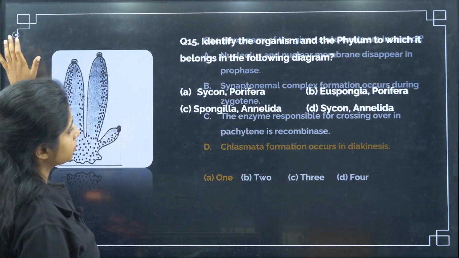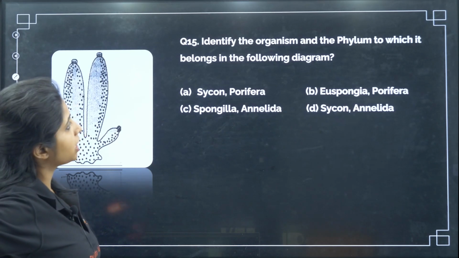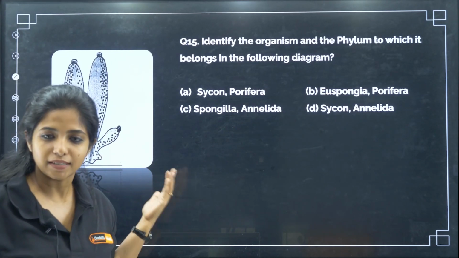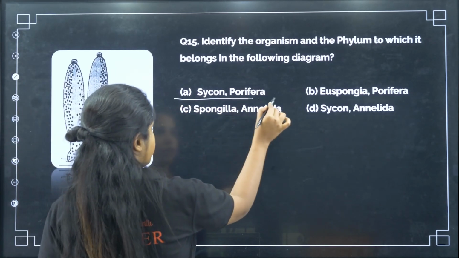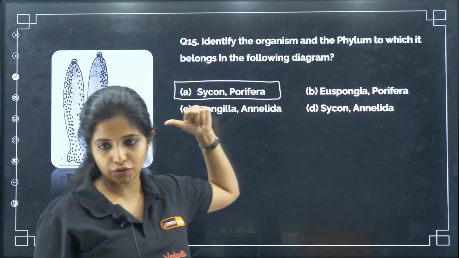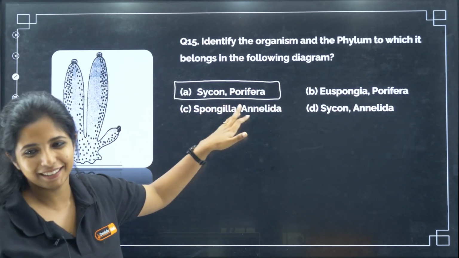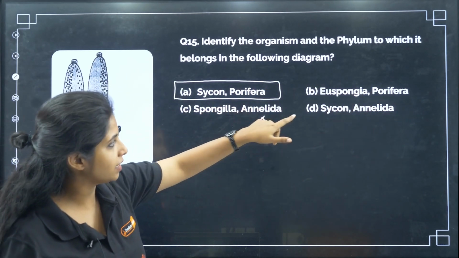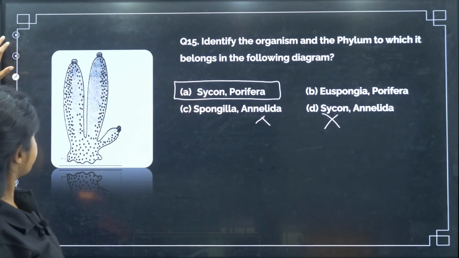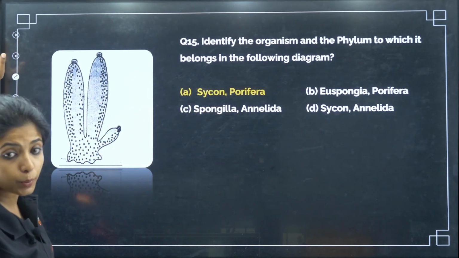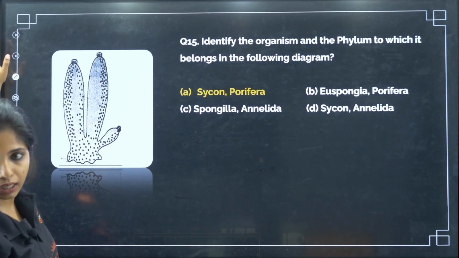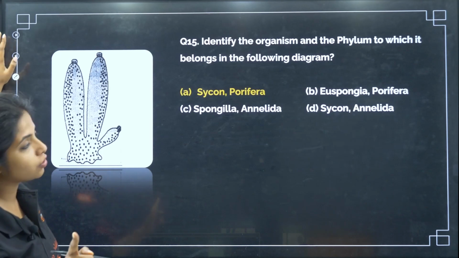Now going ahead. Identify the organism and the phylum to which it belongs in the following diagram. What is this? This is, my dear friend, Scypha, and Scypha, my dear children, is a poriferan. That means it's a sponge. Euspongia is also poriferan, but this is not Euspongia. Spongilla is again poriferan. Annelida, wrong. Scypha is a poriferan. Please remember that. You need to know the pictures of Scypha, Spongilla, Euspongia, all of it. Very important. If you do not know, please make sure you go through it.